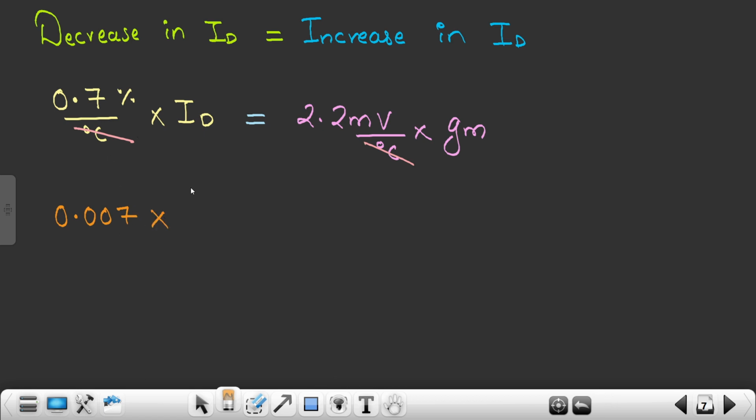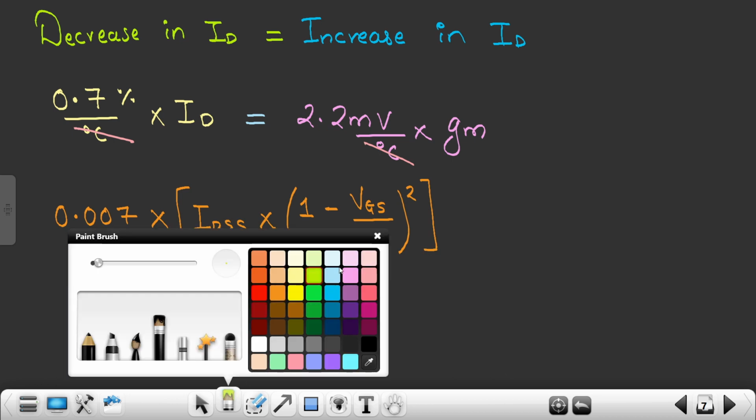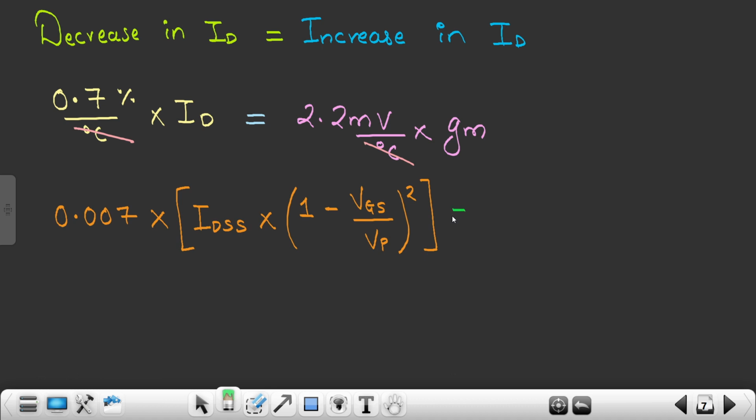Into what is ID? If you remember the formula for ID, it is equivalent to IDSS into 1 minus VGS by VP the whole square. I hope you remember this formula, and it is equivalent to 2.2 millivolts. Can I write millivolts in this way, that is 10 raised to minus 3, right? Of course I can write this equation in this way, into what is GM?